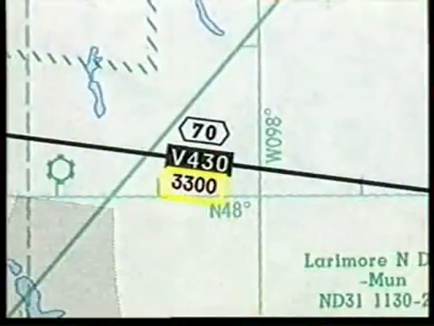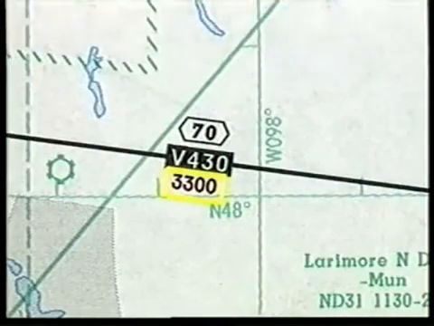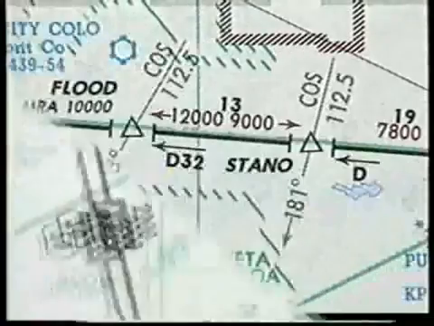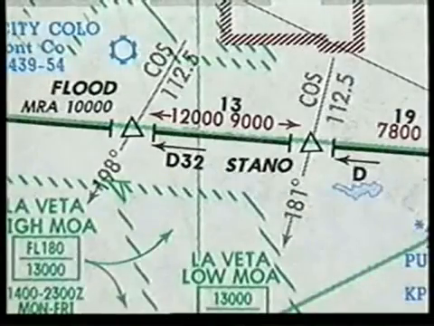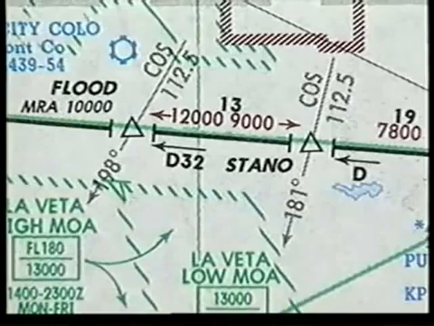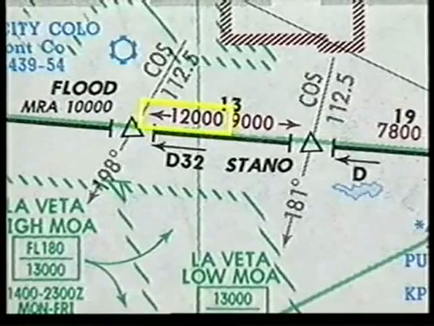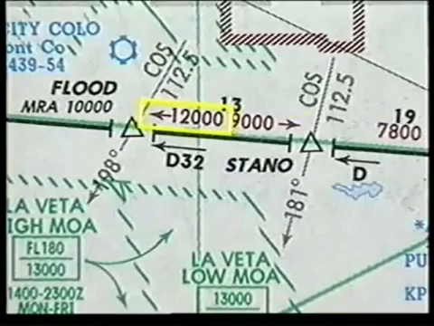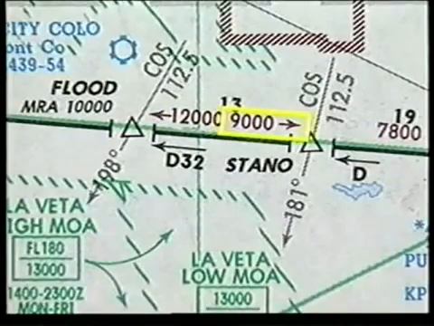The minimum en route altitude is shown below the airway identifier. On some airways, the MEA is different depending on the direction you're flying. For example, if you're flying west from Stano intersection, the MEA is 12,000 feet. However, if you're flying eastbound from Flood, the MEA is only 9,000 feet.